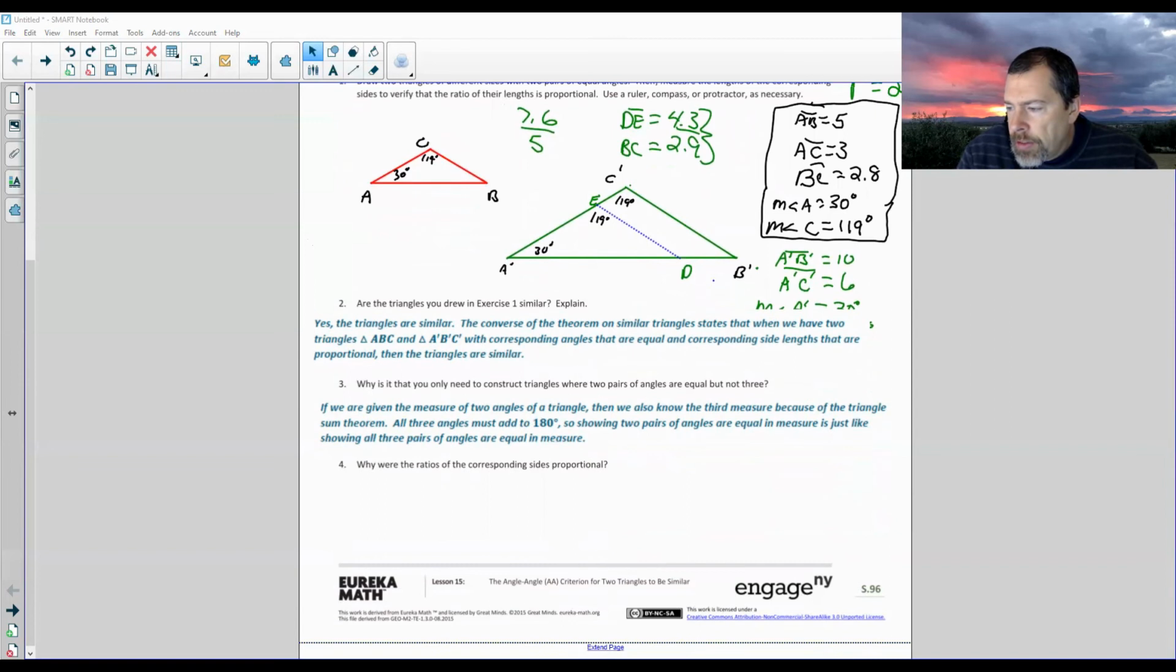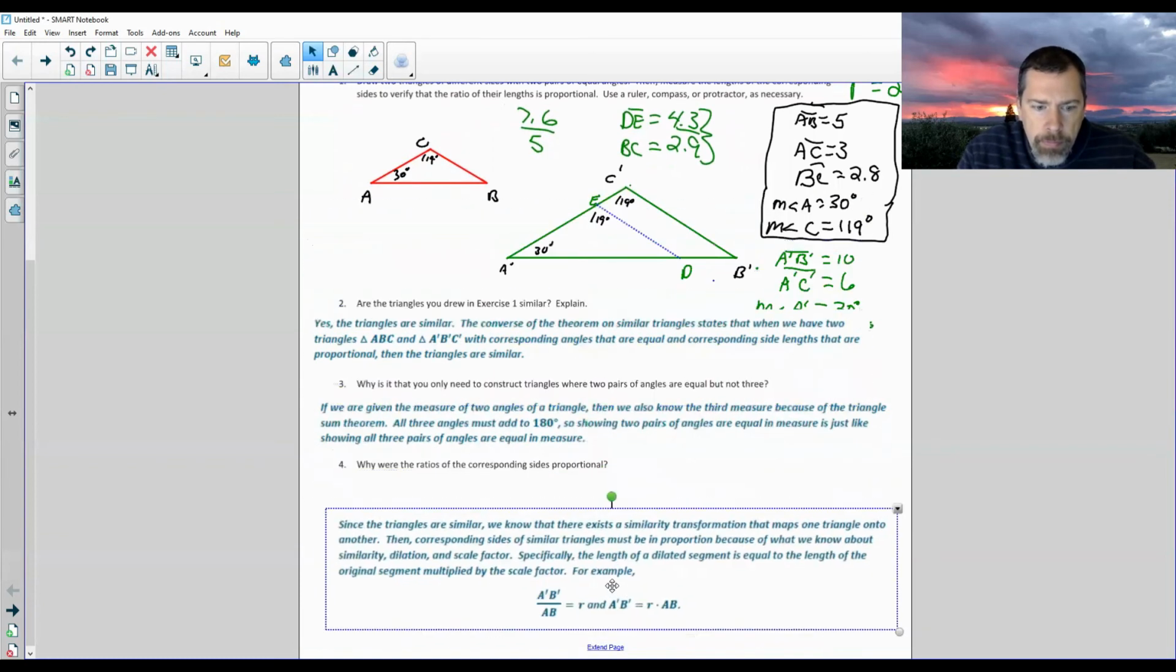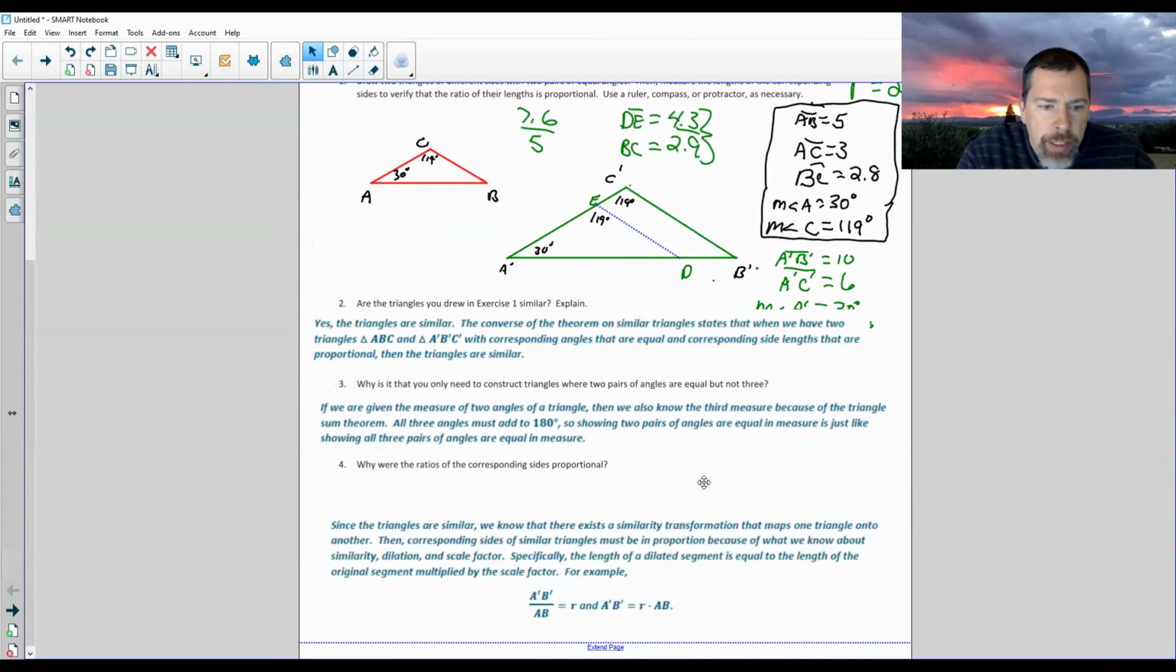Well, that's a lengthy explanation, but I have it right here. Since the triangles are similar, we know there exists a similarity transformation that maps one triangle onto another. Then corresponding sides of similar triangles must be in proportion because of what we know about similarity, dilation, and scale factor. Specifically, the length of a dilated segment is equal to the length of the original segment multiplied by that scale factor, which we did in a couple of lessons.